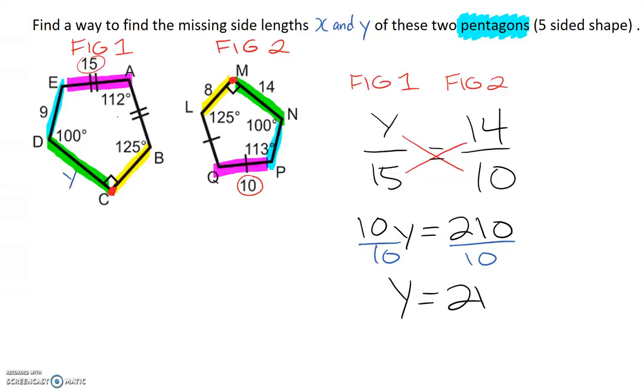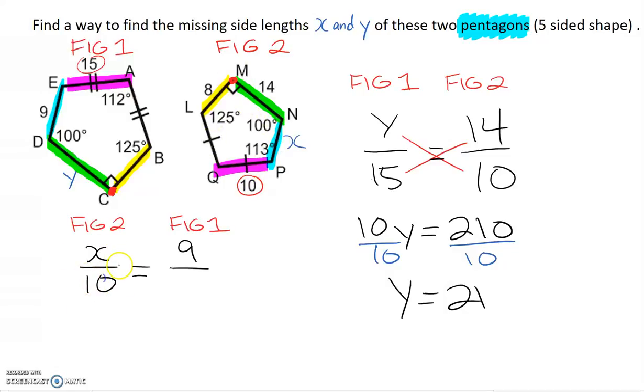Now, let's finish this thing off. We still have to solve for x. You can reverse the side that you have the figure on in your proportion. Because we want to solve for x, we'll put figure 2 on the left. That might make life a little easier. Figure 1 on the right. So here is the blue. It is proportional to figure 1, side length of 9. And let's just use the numbers that we already know. Remember, we're always going to put the numbers from one figure all together in one fraction. So we'll put the 10 over here, and we'll put the 15 over here.